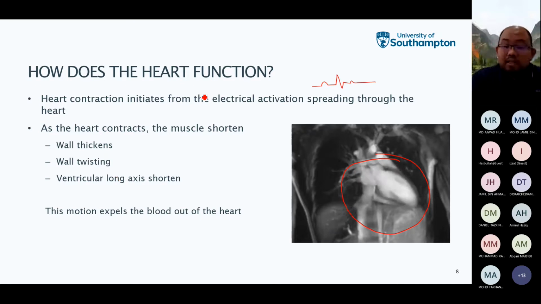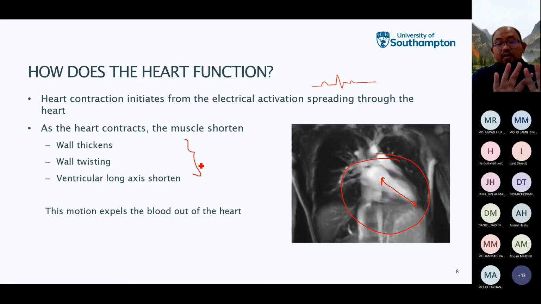And at the same time, we can see the long axis of the ventricle. The long axis is this over here. You can see that it's shortening as the muscle contracts. All of these motions are important because they help the heart to expel the blood. This gives us the pumping motion that expels the blood out of the heart.